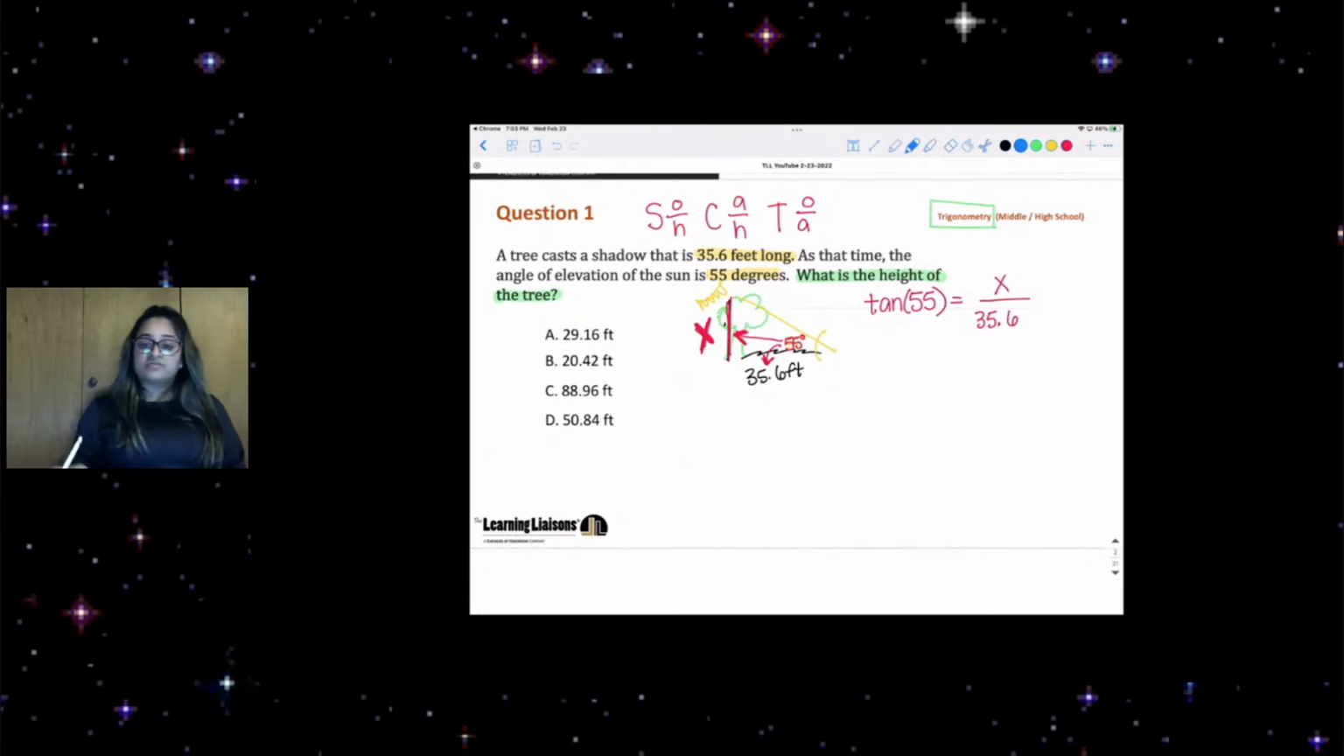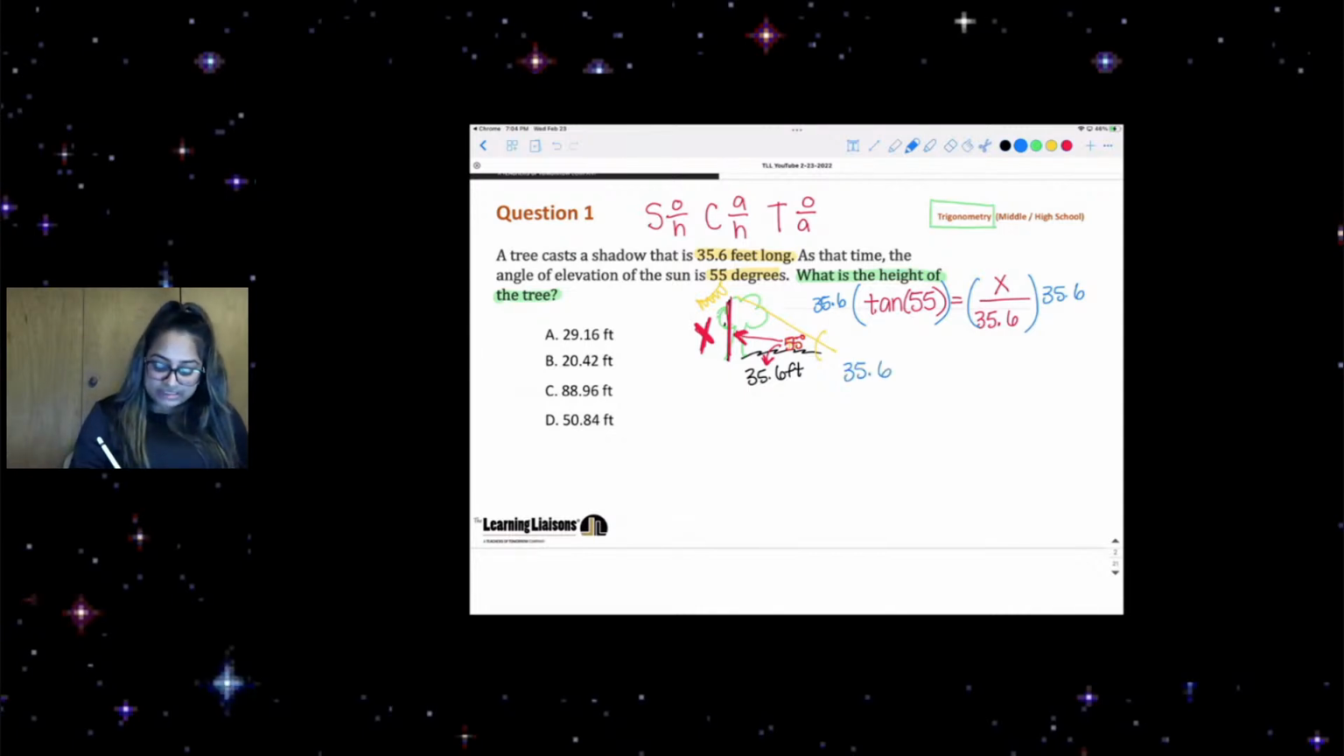Okay, well, we want to solve for X by itself. So our function is currently being divided. So we need to do the opposite operation and multiply both sides by 35.6. So they're being divided, multiply. Let's see what we get. 35.6 times tangent of 55 will give us our X value that we're looking for. And it just so happens to be that X is equal to 50.84 feet.